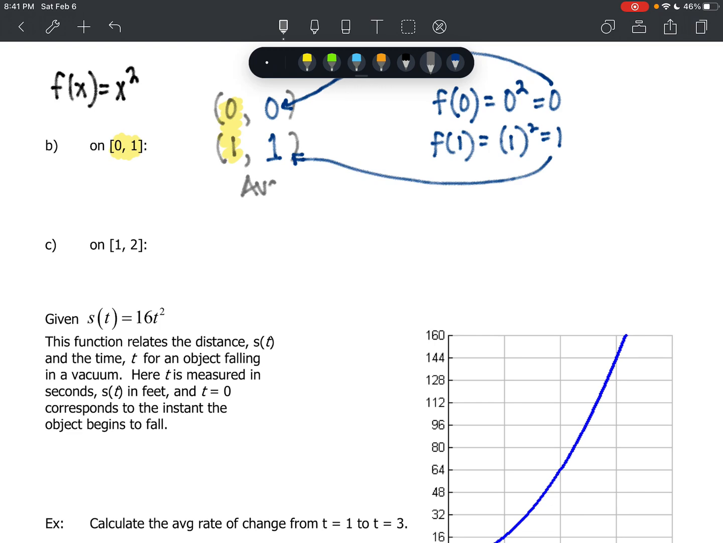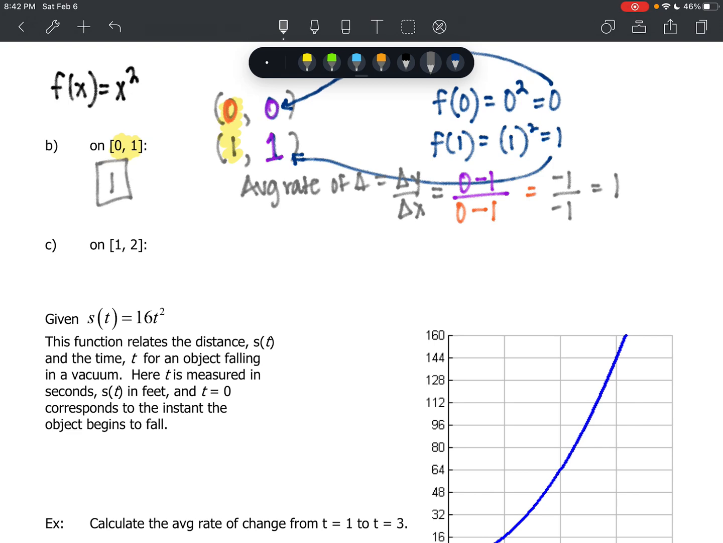And then your average rate of change is equal to your change in y over your change in x. Let me use a different color right here so you can see it. I can take 0 minus 1, and I'd have to start with 0 in the numerator, 0 minus 1. So 0 minus 1 is negative 1 over negative 1, which is positive 1. So our average rate of change would be 1.